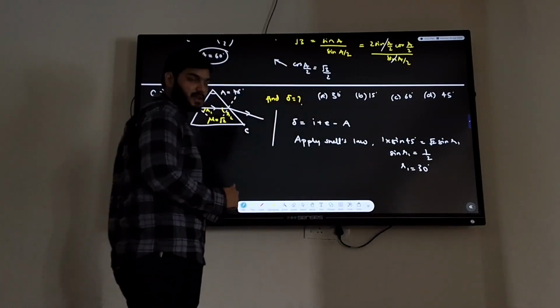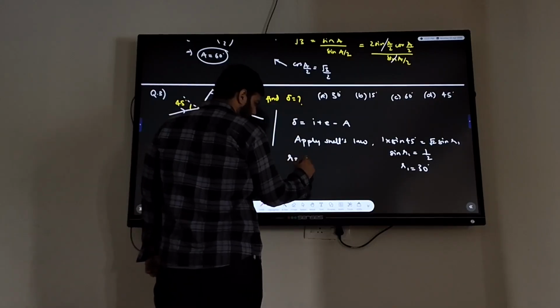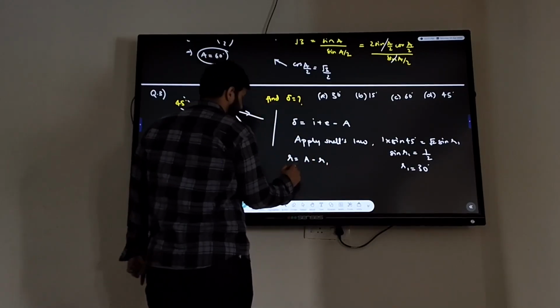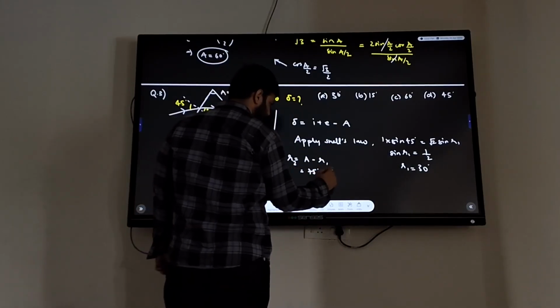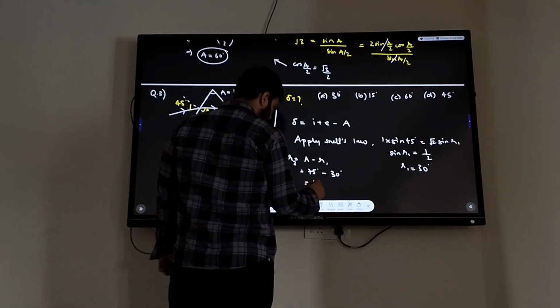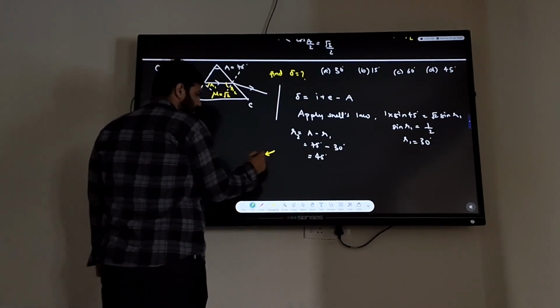Once you know R1, will I be able to find R2? So R2 is equal to A minus R1. What is A? That is 75 minus 30, which is 45. I found R2. Now that I know R2, will I be able to find E?